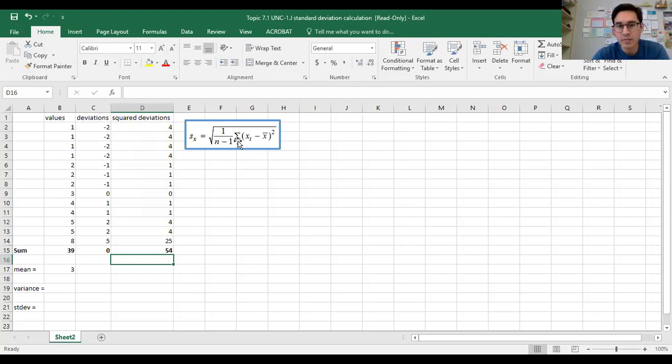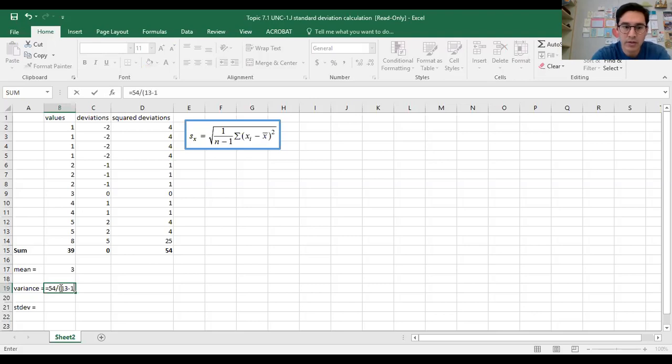So we're going to take that sum and we're going to divide it by n minus 1. And that is called the variance. So applying this formula with the exception of the square root operation produces the variance. And then taking that square root gives us the standard deviation. Okay. So we're going to take the sum, 54, divide by n minus 1. So there were 13 values. So I'm going to divide by 13 minus 1. Okay. So I get a variance of 4.5.